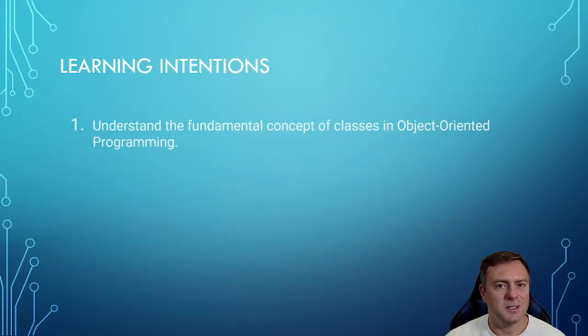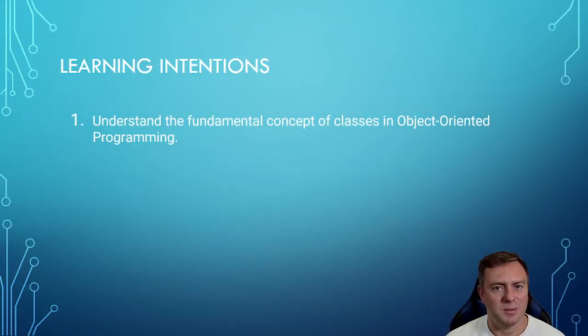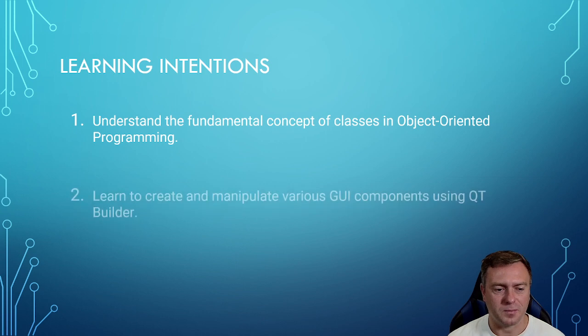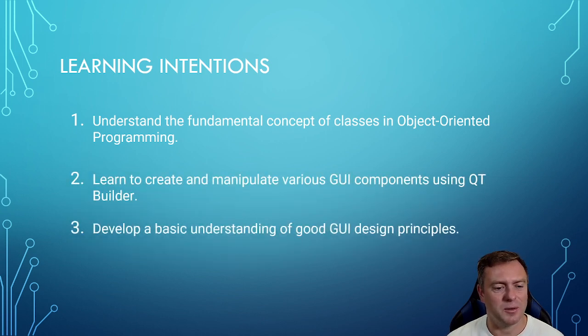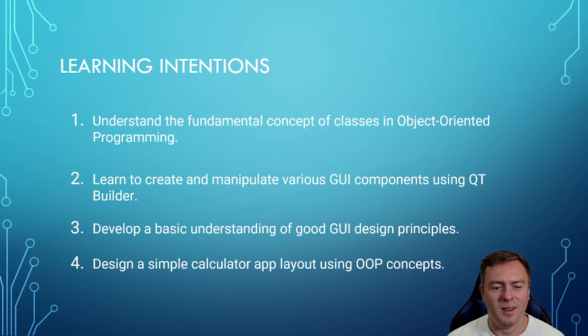So the learning intentions today are to understand the fundamental concepts of classes and object-oriented programming, which includes methods and attributes. We're going to learn to create and manipulate various GUI components using Qt Builder again. We're then going to develop a basic understanding of good GUI design principles. And then at the end, you'll get the opportunity to build your own simple calculator.